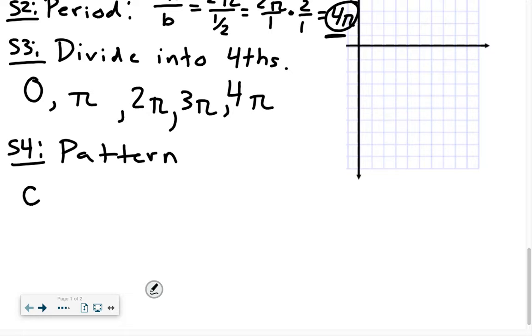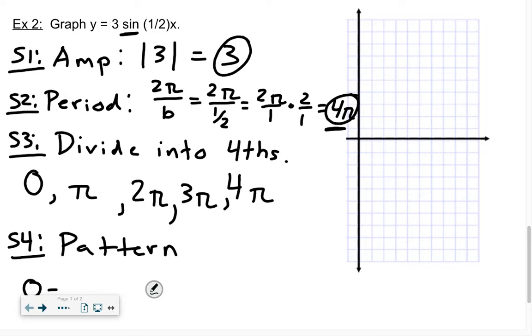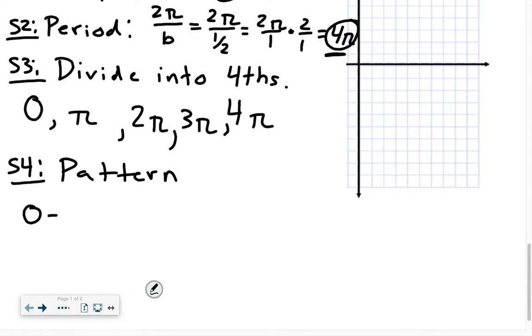So we're going to start at 0. And now the next question we have to ask ourselves is, is this wave going to go up from 0 or is it going to go down from 0? Well, to answer that question, we need to look at our a value. A value in this case is a positive 3. Because it's positive, we're going to go up to the max. If it was a negative 3, we would go down to the min.